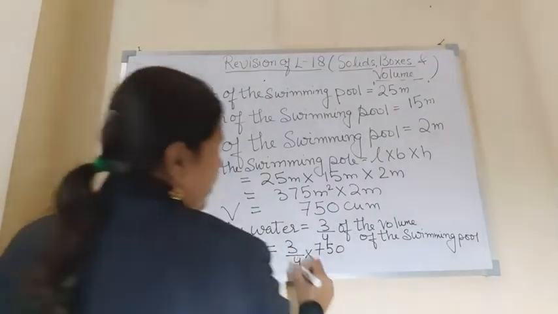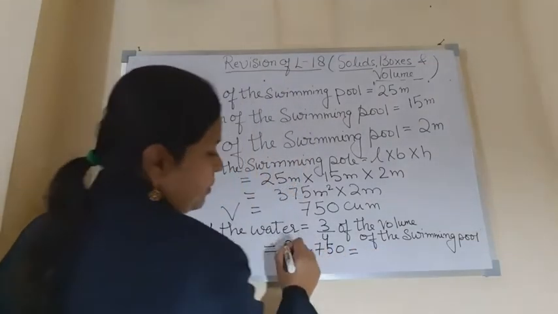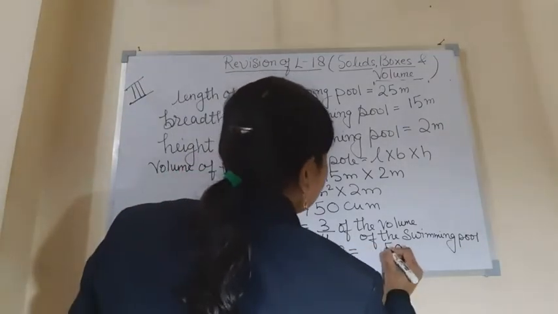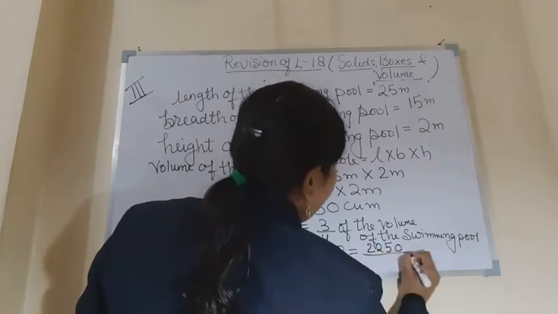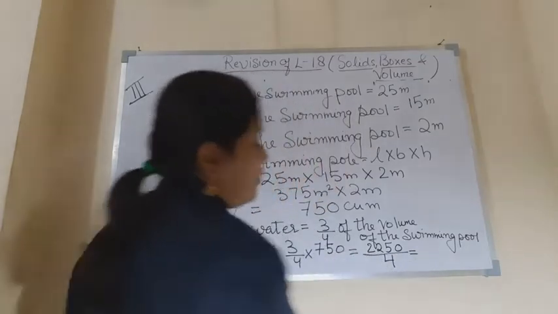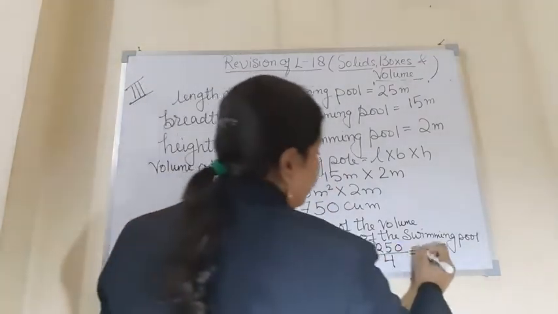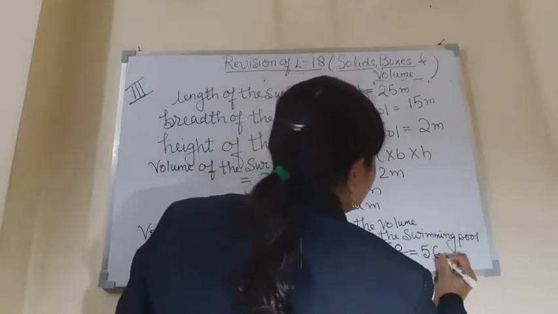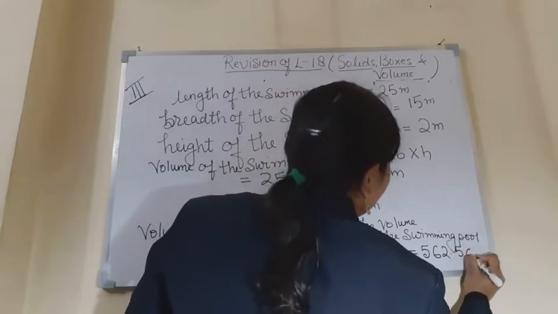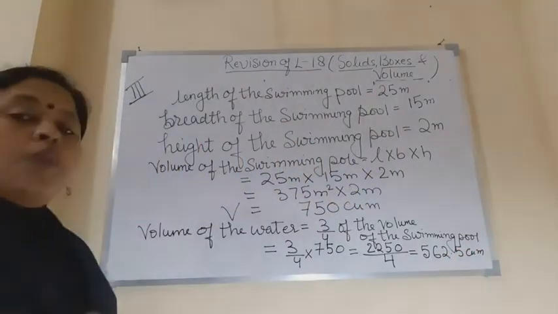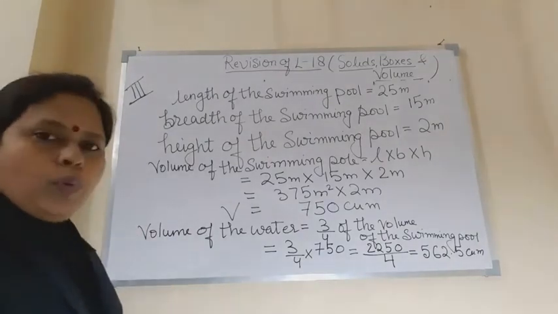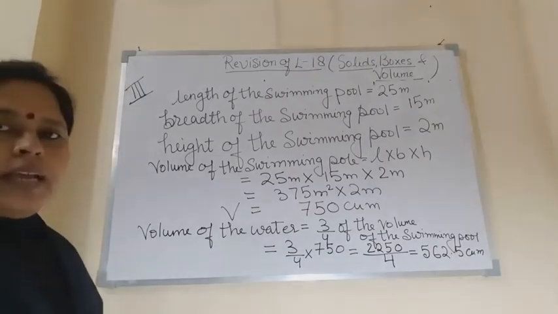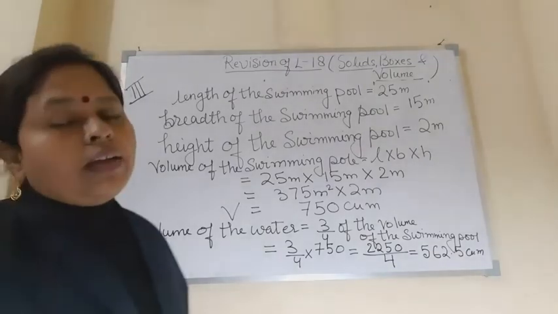And now when we multiply 3 by 750, what do we get? We get 2250 divided by 4. And when we divide 2250 by 4, we get 562.5 cubic meter. So the volume of water in the swimming pool is 562.5 cubic meter. And this way we have come to the answer.